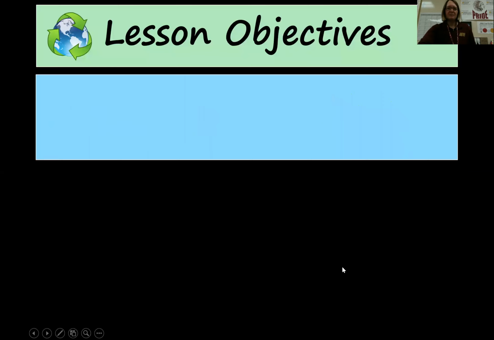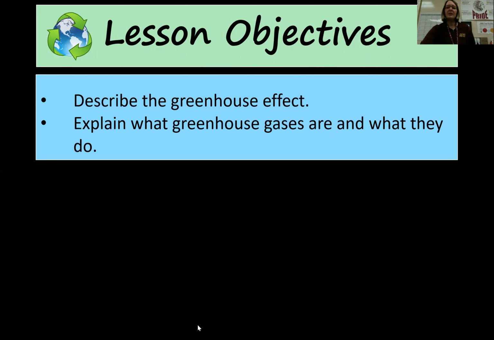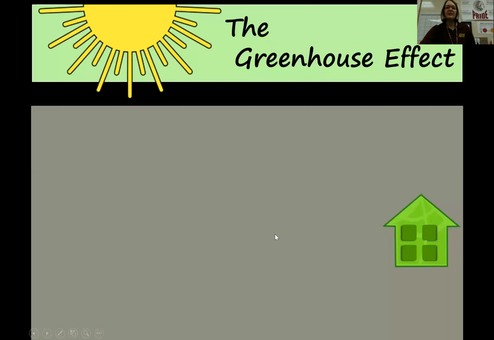Let's get started. So today's objective is to describe the greenhouse effect that occurs on our planet and to explain what greenhouse gases are and what they do. All right, so the greenhouse effect.